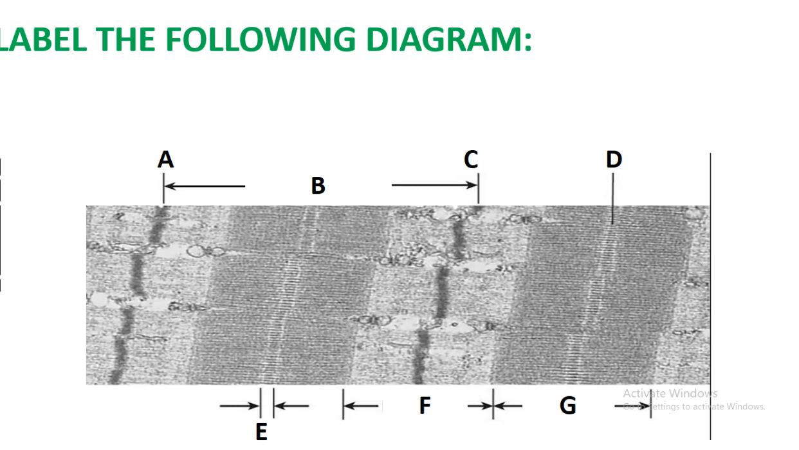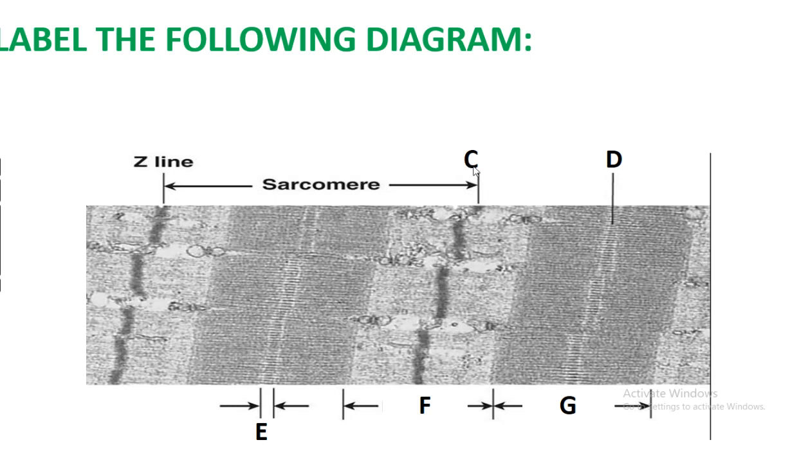If you look at A, it is within the I band. A region within the I band which is normally dark stained, or which appears to be dark, is known as the Z line. And when we look at B, it is moving from one Z line to another, and this region is known as the sarcomere. So the sarcomere just extends from one Z line to another.